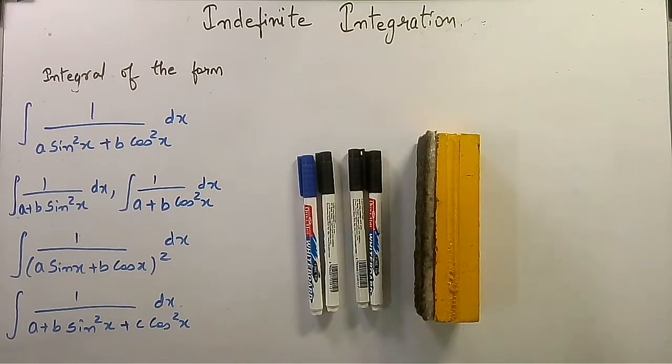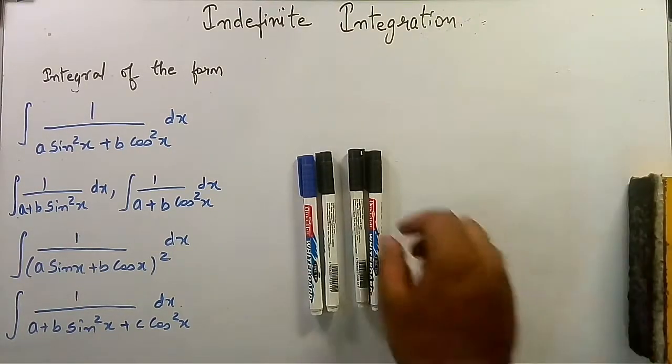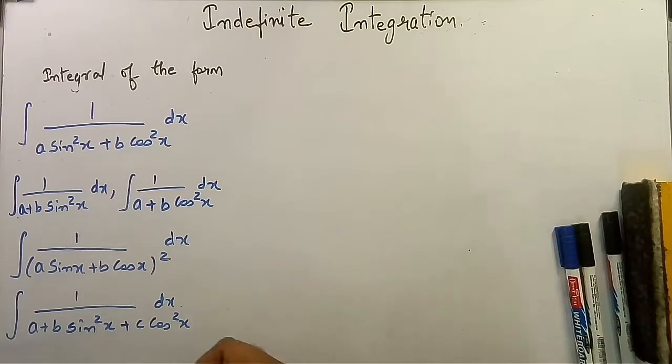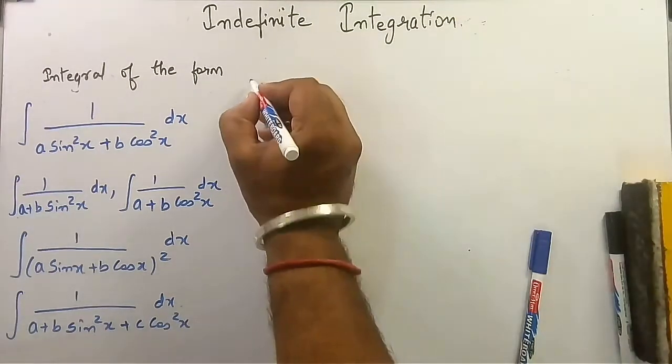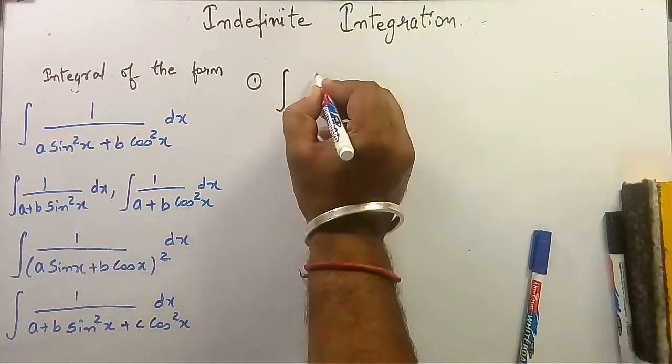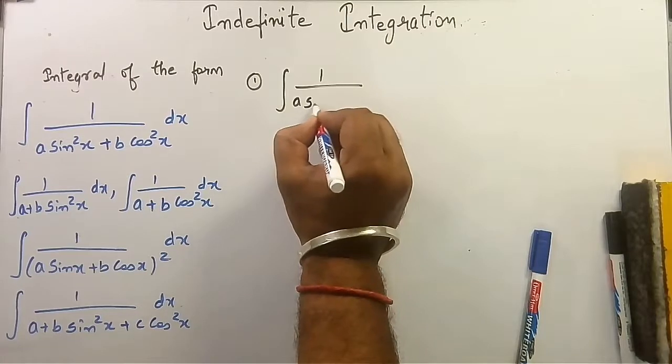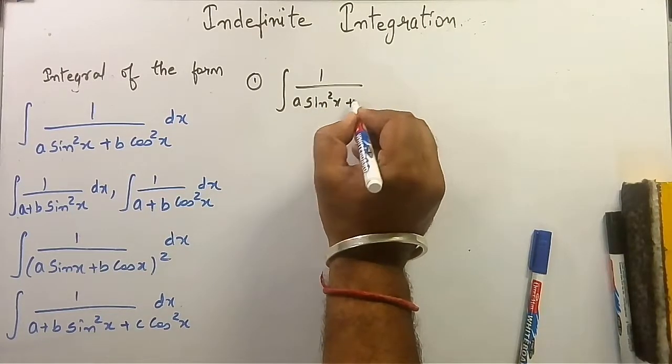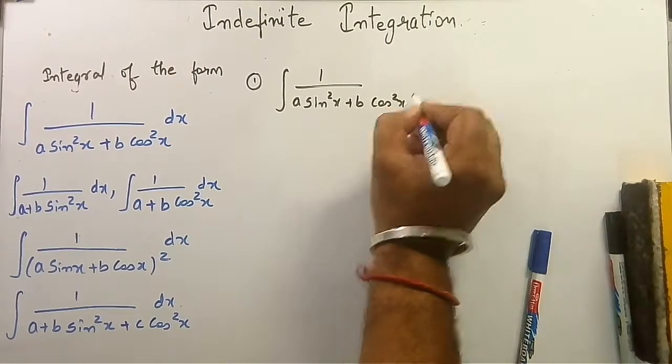Such type of integrals. I have taken these 5 sample integrals in which a and b have some real values. I am taking one by one these examples and showing how each integral can be calculated very easily. So we are starting with the first type, that is 1 by a sine square x plus b cos square x dx.